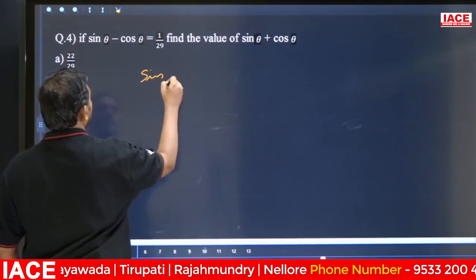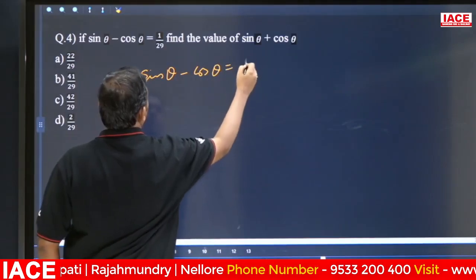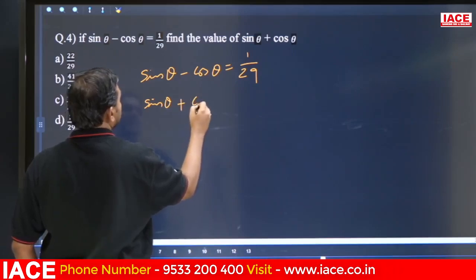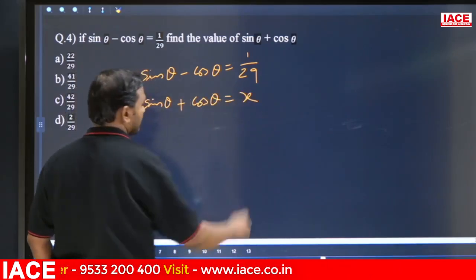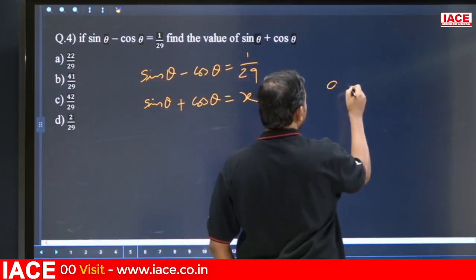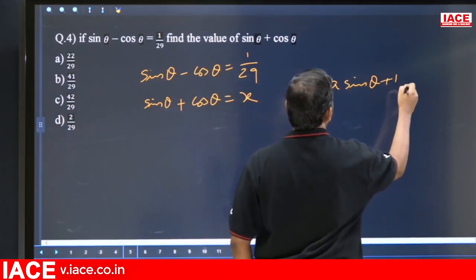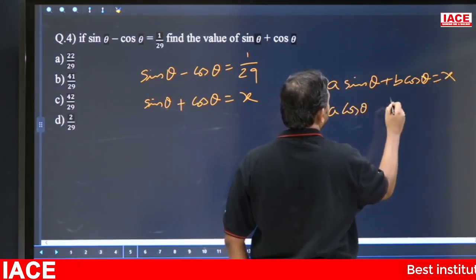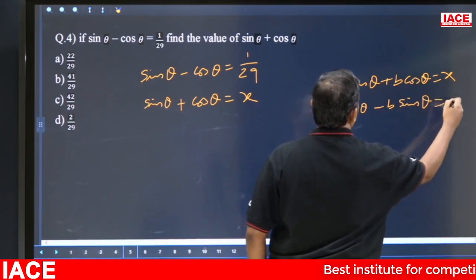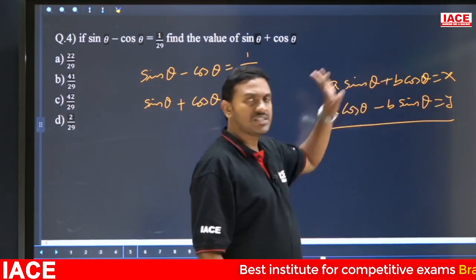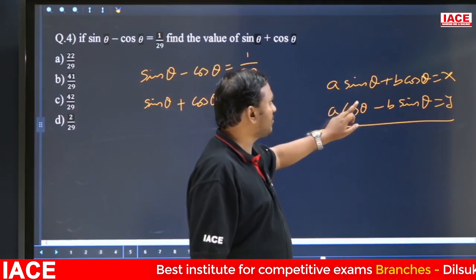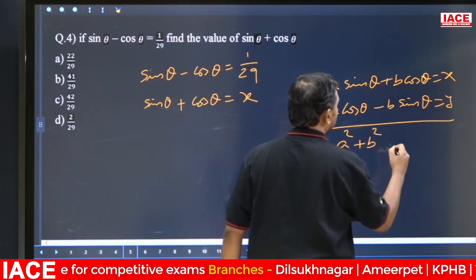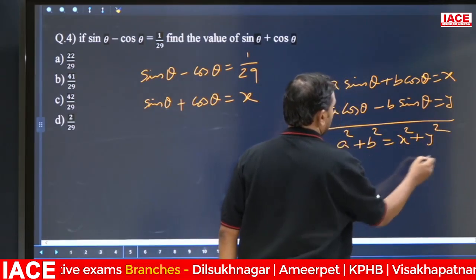Sin theta minus cos theta equal to 1 by 29. Find the value of sin theta plus cos theta. So let it be x. Already we discussed: a sin theta plus b cos theta equal to x, and a cos theta minus b sin theta equal to y. Then what is the condition? Plus means minus, minus means plus has to come. In place of sin, cos has to come, and in place of cos, sin has to come, right? So if it is like this, then the condition is a square plus b square equal to x square plus y square. This is the condition we discussed.